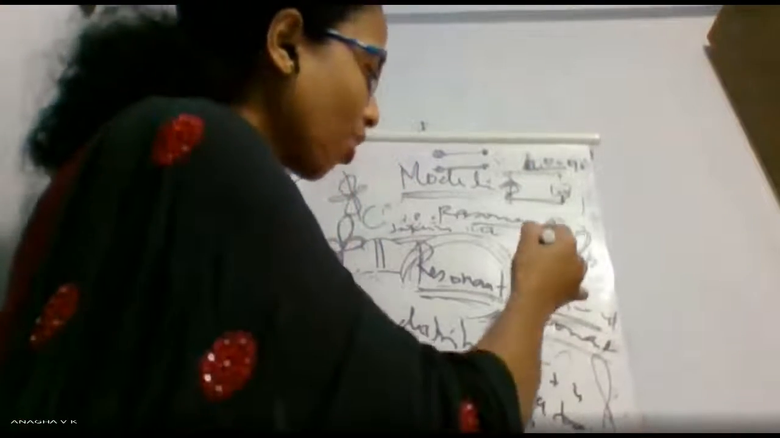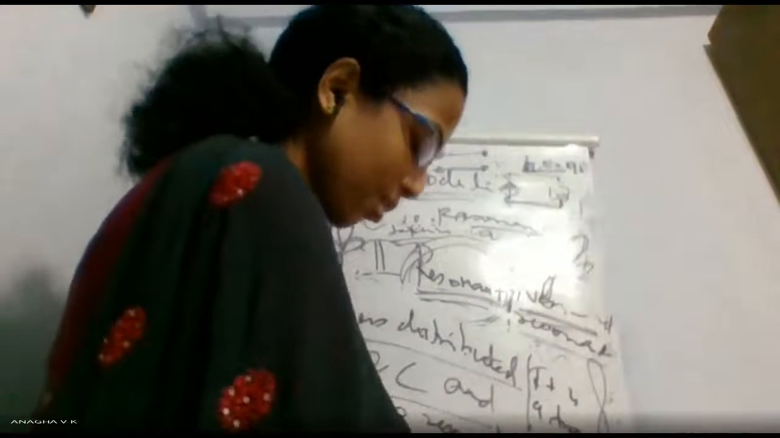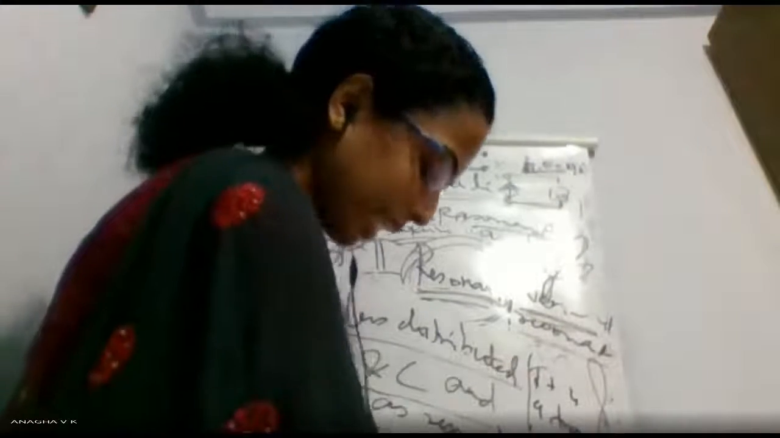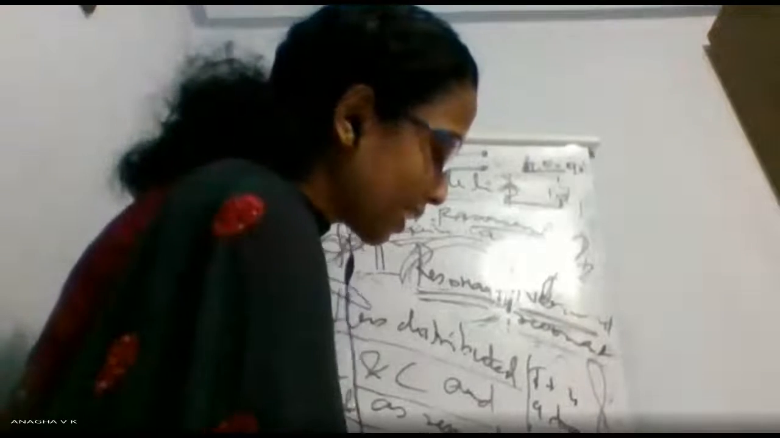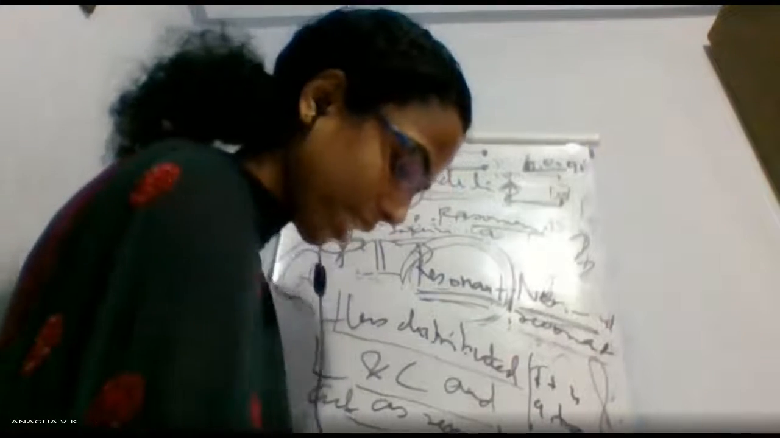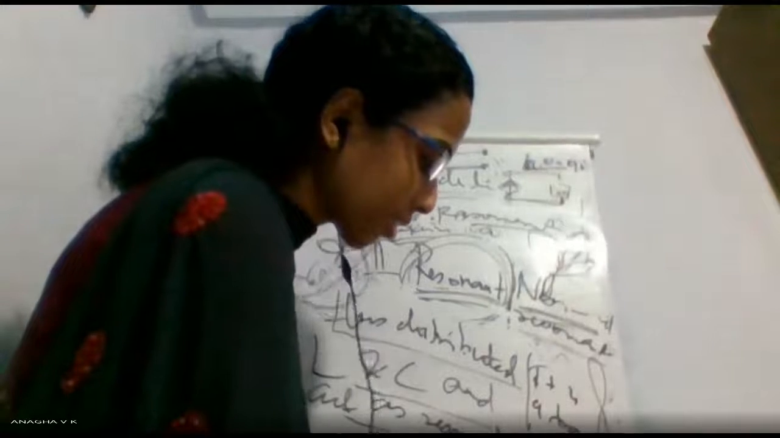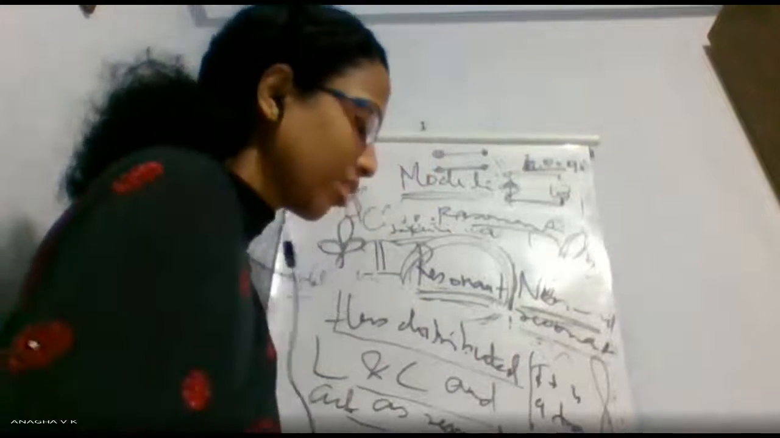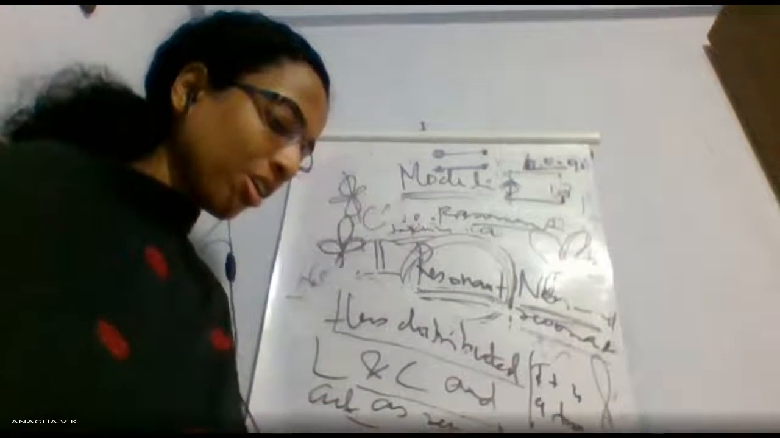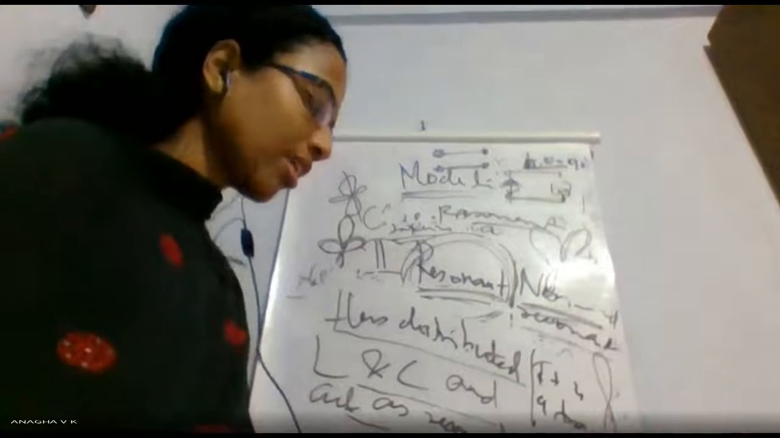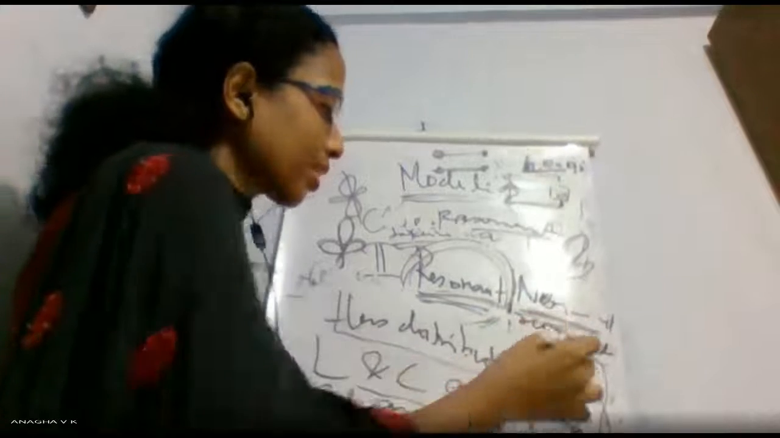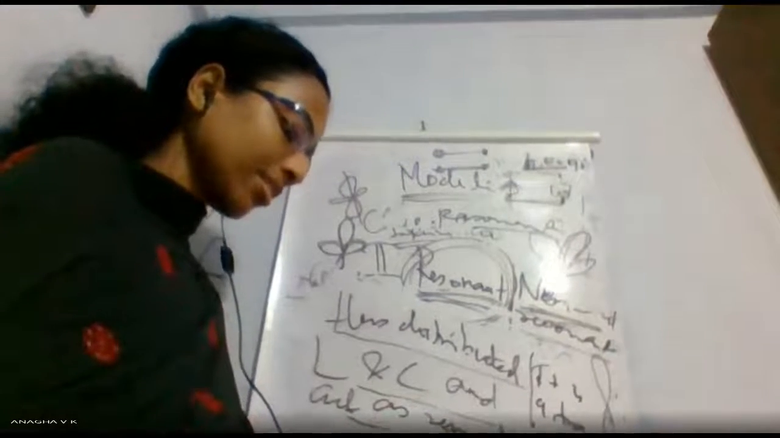In the case of non-resonant antenna, examples are long wire V antenna, V-shaped antenna, and rhombic antenna. So long wire V antenna, rhombic antenna. This is the difference between resonant and non-resonant antennas.